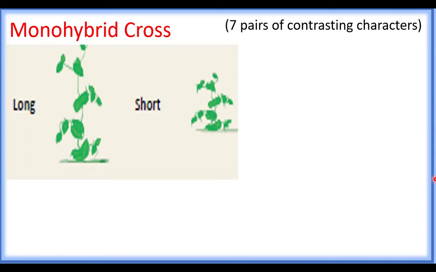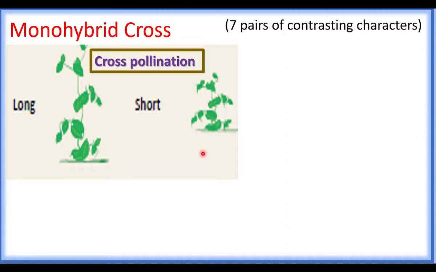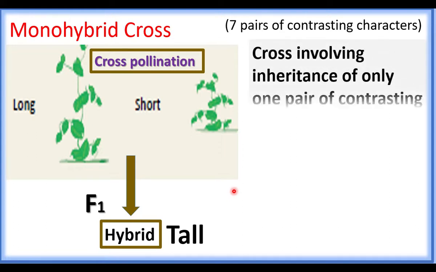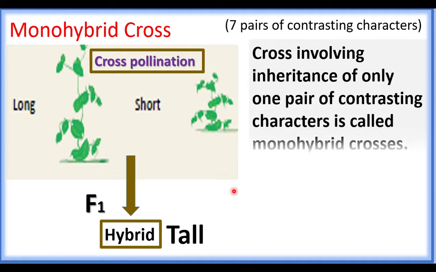In one of his experiments, he selected a pair of plants differing in one pair of contrasting characters. One of the plants is tall, another one is a dwarf plant. He conducted cross-pollination experiments. In the F1 generation, the hybrid plants, all the hybrid plants were tall. So this type of experiment involving the inheritance of a single pair of characters is called a monohybrid cross. The crosses involving inheritance of only one pair of contrasting characters are called monohybrid crosses.